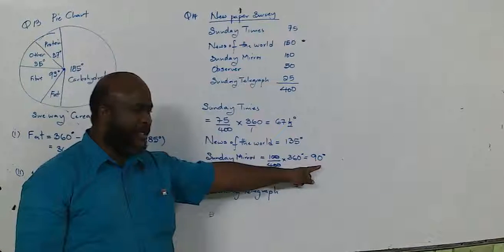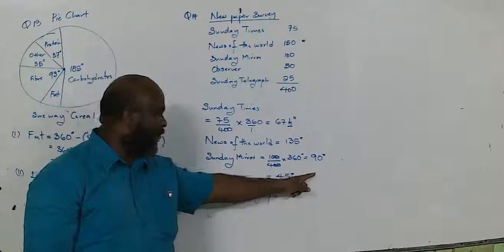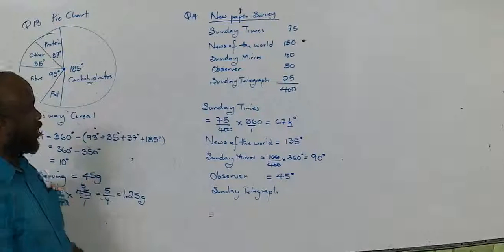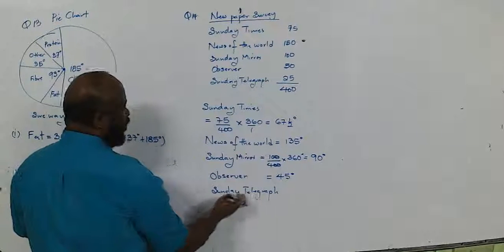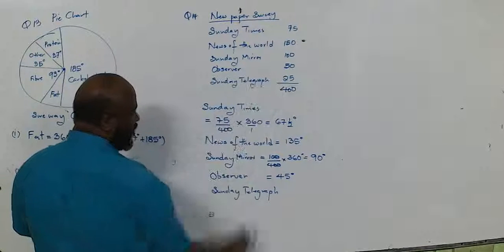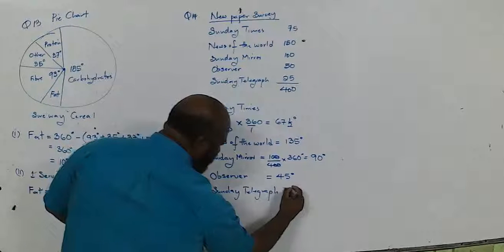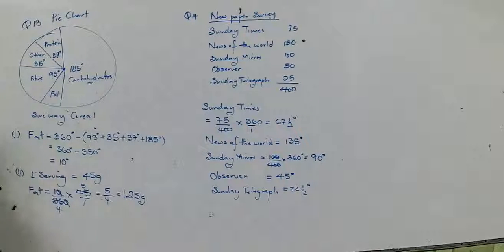See it here now? 100 is being represented by what? 90. A half of 100 is what? 50. It is represented by a half of 90, which is what? 45. Now, 25 is a half of what? 50. Now, 50 is represented by how many degrees? 45. So 25 is represented by how many degrees? 22 and a half degrees. Alright? So sometimes you don't have to work out everything. Sometimes you can reason it out. If you double the data, you must double the angle. If you halve the data, you must halve the angle.